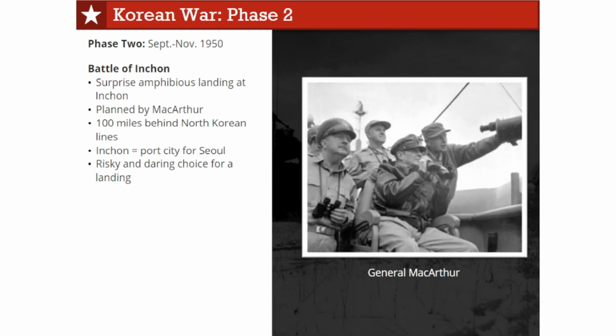However, MacArthur believed the area was weakly defended by North Korean forces, most of which were engaged in the Battle of Pusan Perimeter. He hoped an attack on Incheon would enable UN forces to cut off communications and supply lines to North Korean troops.